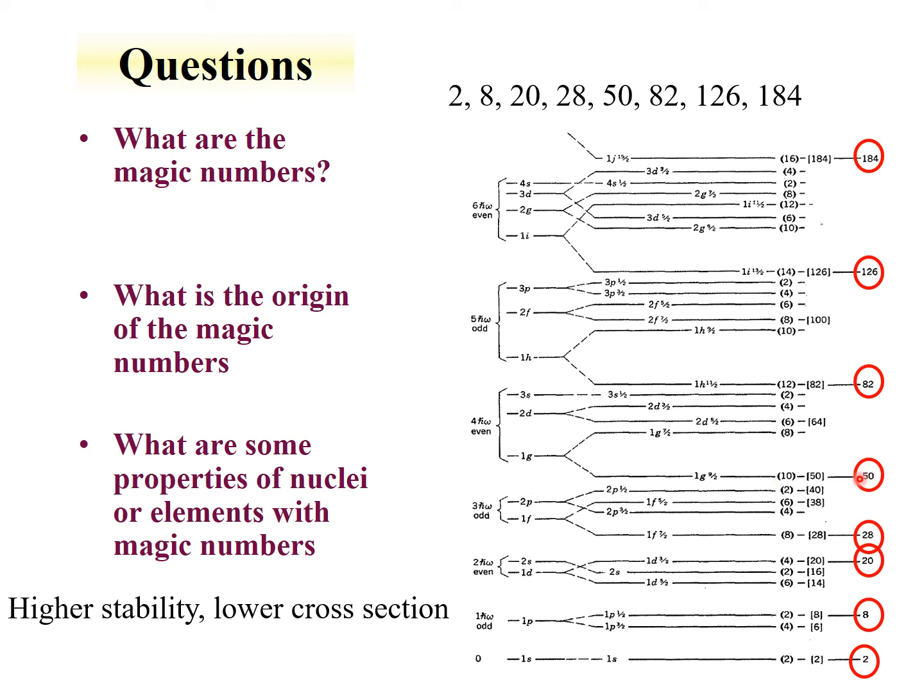Tin, Z of 50, is a great example of that. Lead, 82, also has that number. And you'll also see that nuclei that have magic numbers tend to have lower cross sections. Great examples are doubly magic nuclei. For instance, lead-208, very low cross section. In isotopes of tin, low cross section for nuclear reactions.